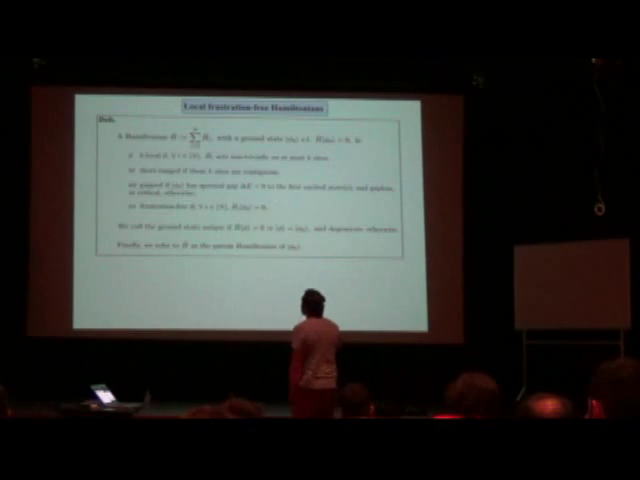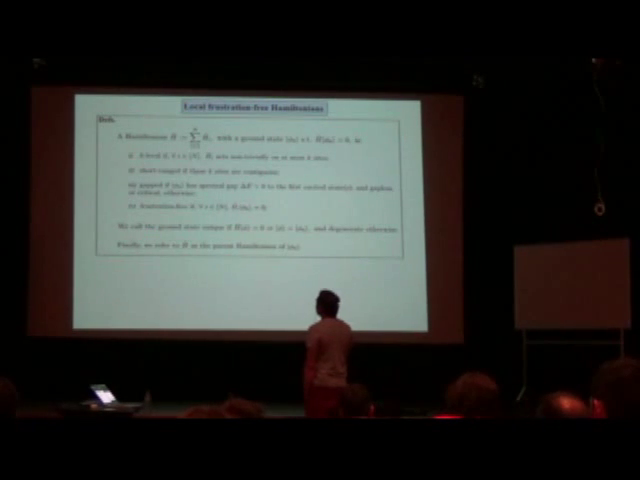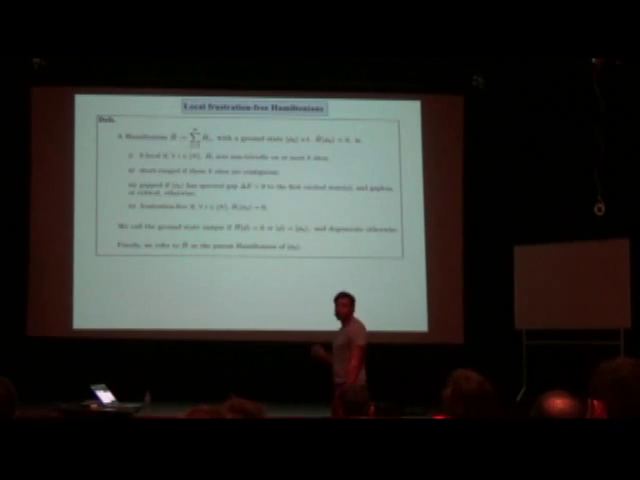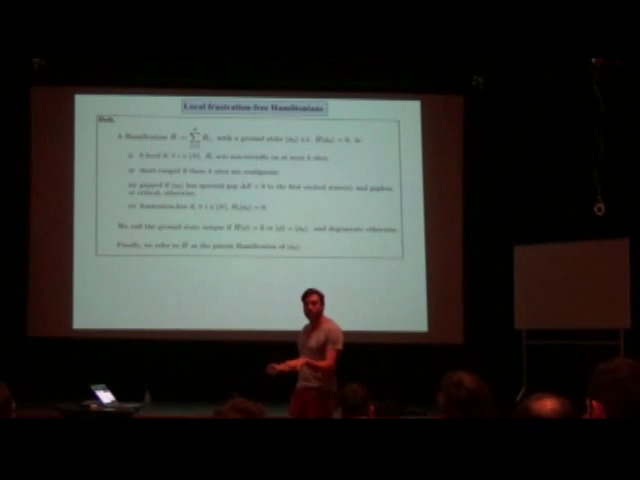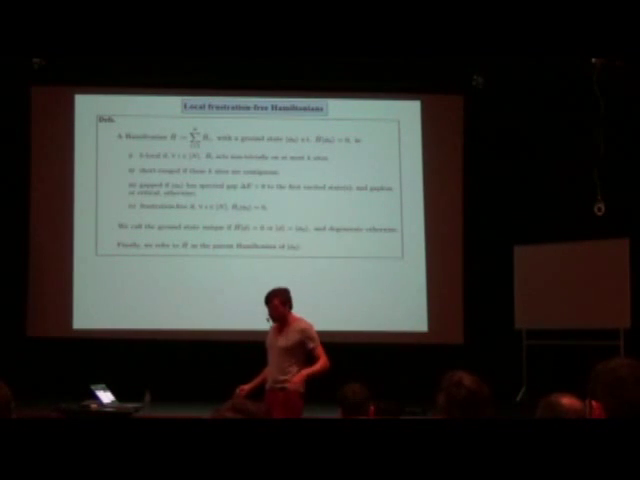And then we say that it's frustration free if it also minimizes the energy of each interaction term individually, right? So phi zero, I started by saying that it's the ground state of H, but we say that it's frustration free if it's also the ground state of each term individually. So it locally minimizes the energy of each interaction term.